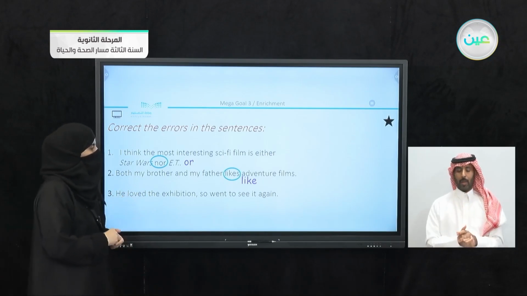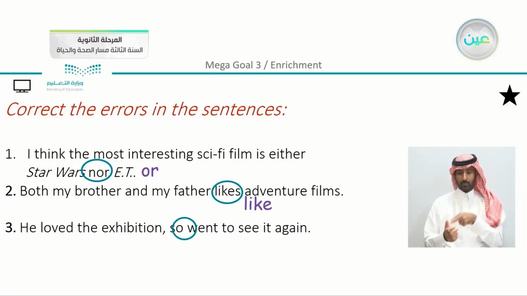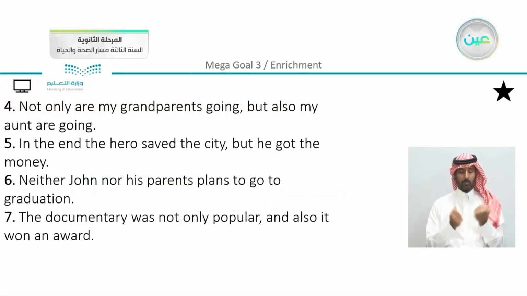He loved the exhibition, so we went to see it again. Here we have so went is incorrect. We have to add the pronoun he. Moving on with our exercise. Not only are my grandparents going, but also my aunt are going. So here we can see that are is incorrect. We have here is.